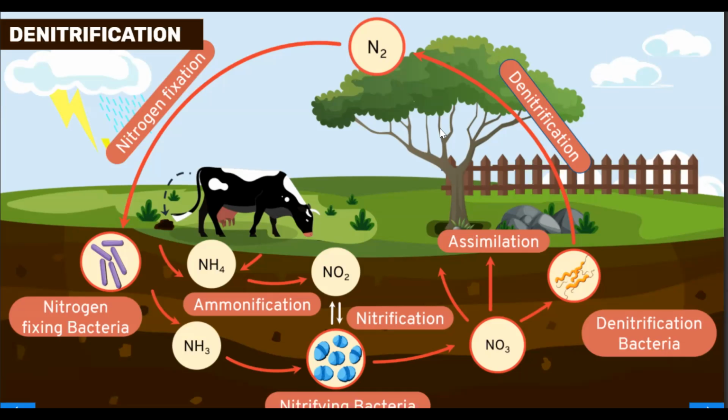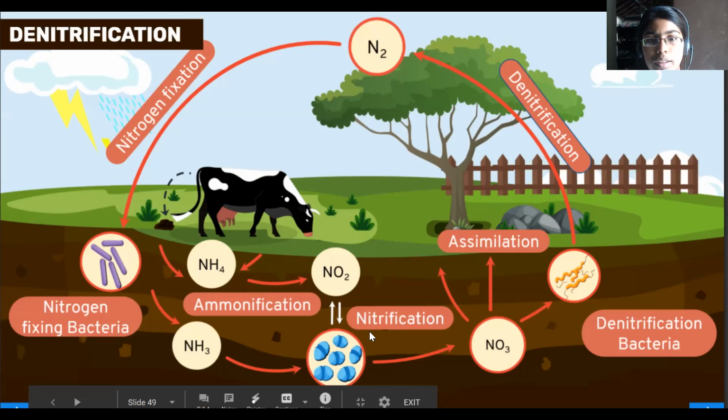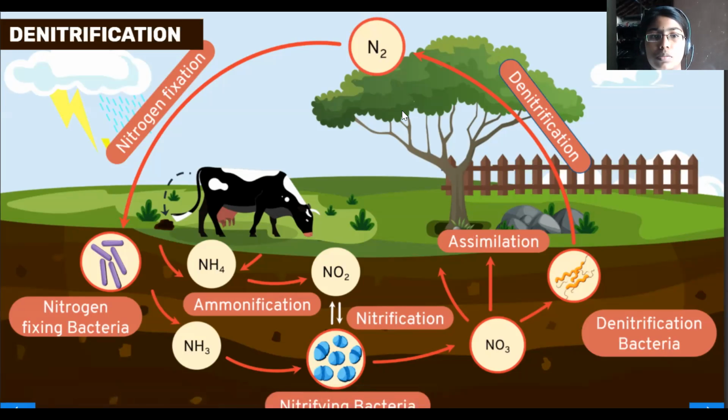The nitrogen cycle involves 5 steps in which nitrogen is converted into many forms.